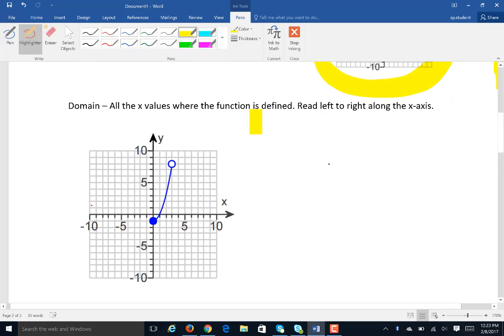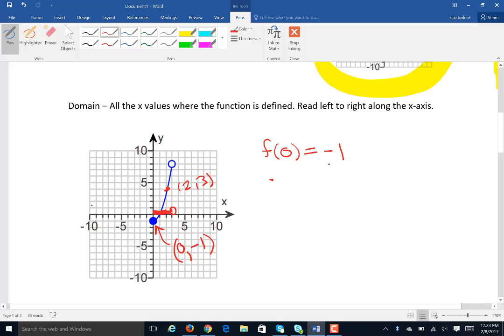The domain is all the x values where the function is defined. So what we're going to do here is read from the left to the right along the x-axis. So if I look at this right here, this is where I see that the function is defined. For example, f of 0 is going to be this point right here. Okay, and going along, let's see, right here it looks like there's a point, 2, 3. So this is defined almost all the way to when x is 3.